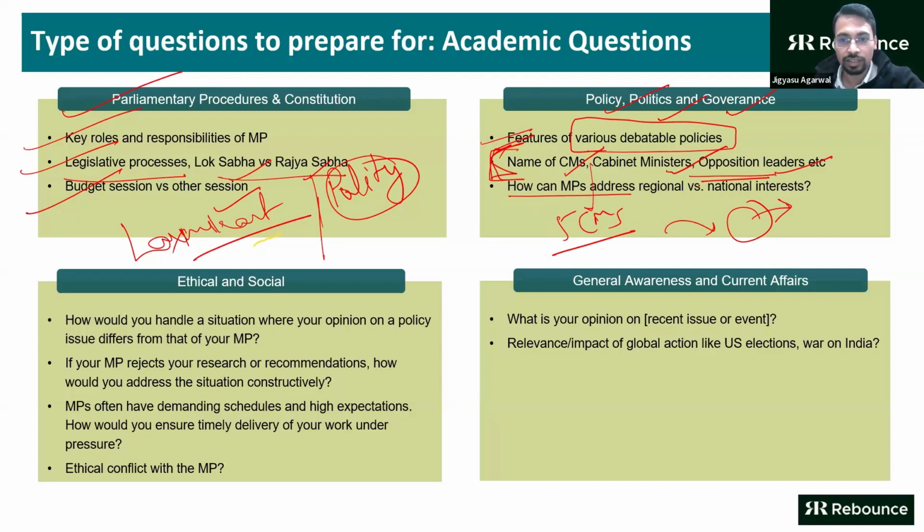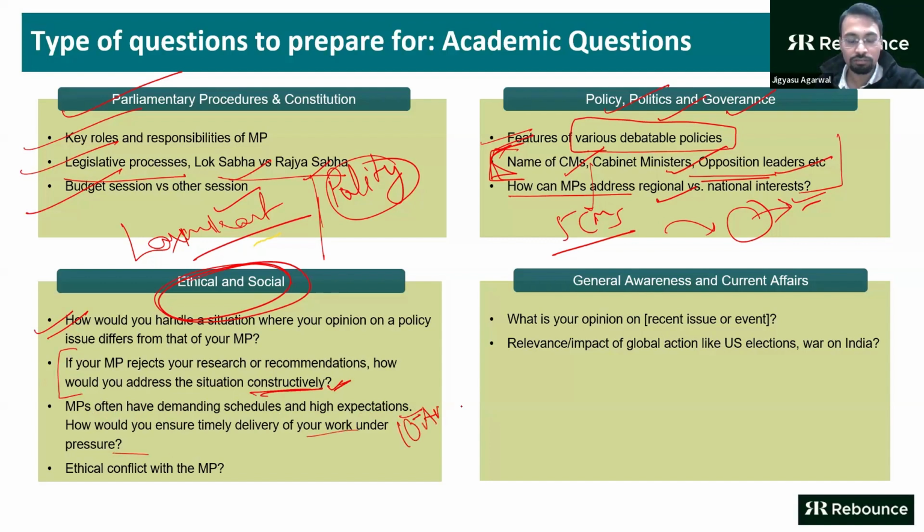How can MPs address regional versus national interest? So there can be some questions which are, say, opinion based. There can be some questions which are directly fact based. Here, very important, these are very important: ethical and social kind of questions. So let's say, how would you handle a situation where your opinion on a policy issue differs from that of your MP? Such kind of questions are very often asked. If your MP rejects your research or recommendation, how would you address the situation constructively? Or let's say the MP has a demanding schedule and high expectations. So how would you ensure timely delivery of your work under pressure?